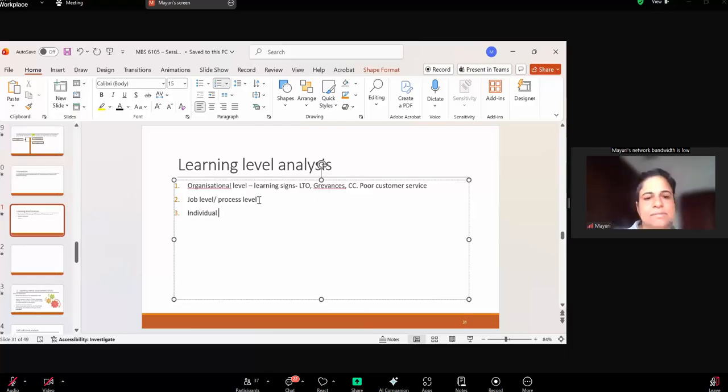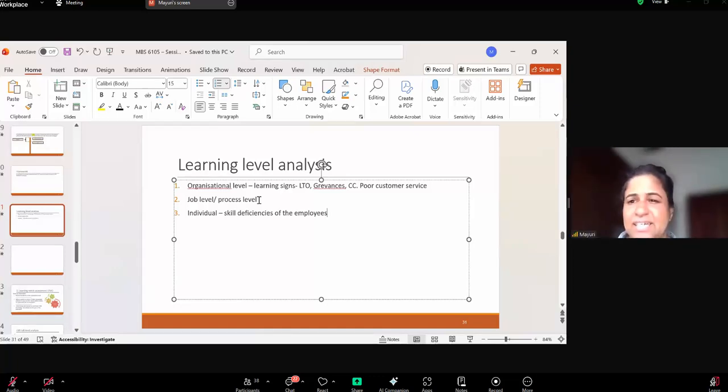And then the third one is the individual level. That is individual skill gaps, skill deficiencies of the employees. Mostly it happens here. Mostly 70% of the cases are individual. So skill gaps we identify with the individuals. The individual doesn't have the standard competency level that we expect to carry out the task. The competency level is not adequate to carry out the task. So that we call individual level.